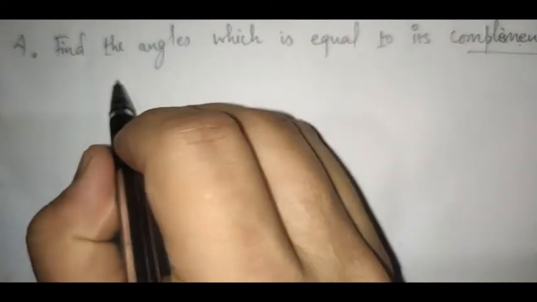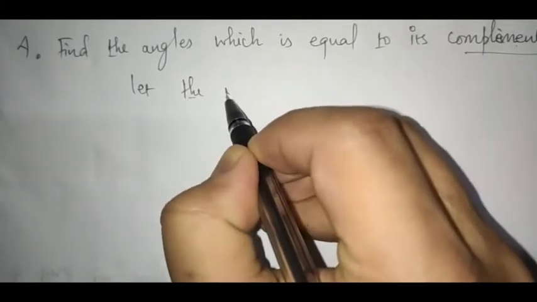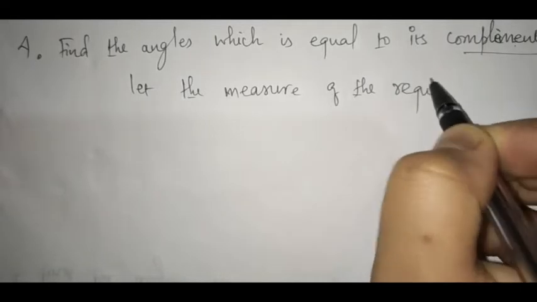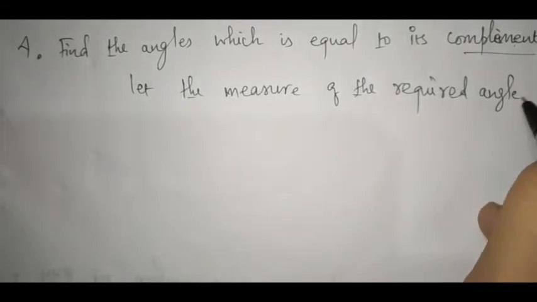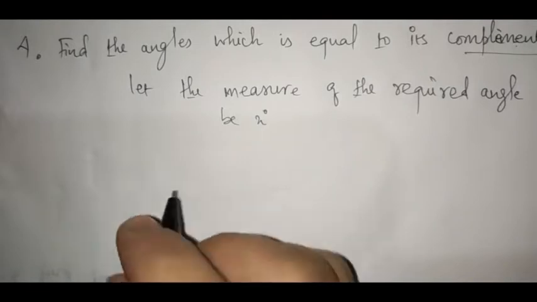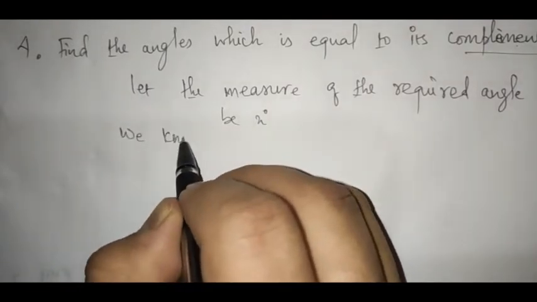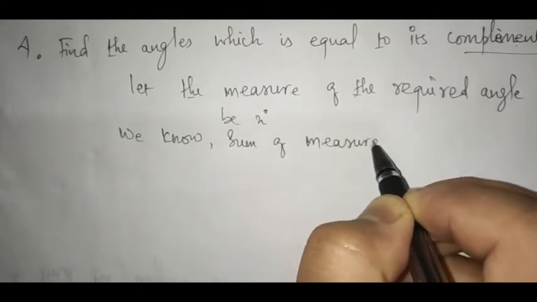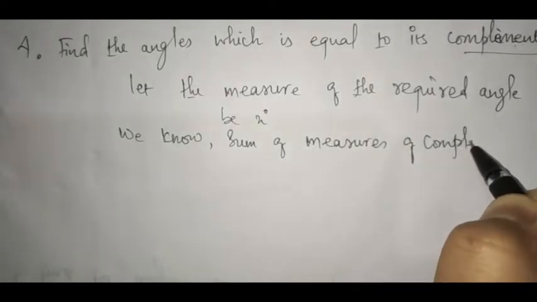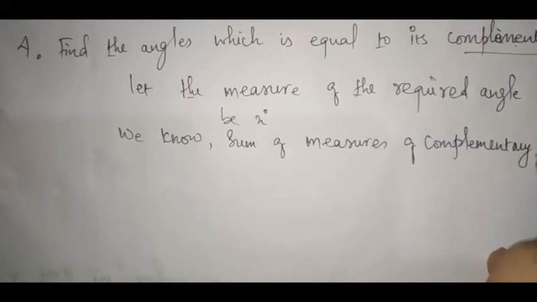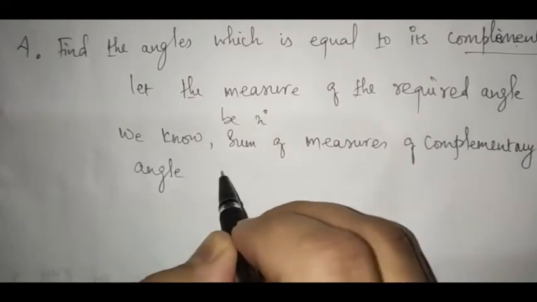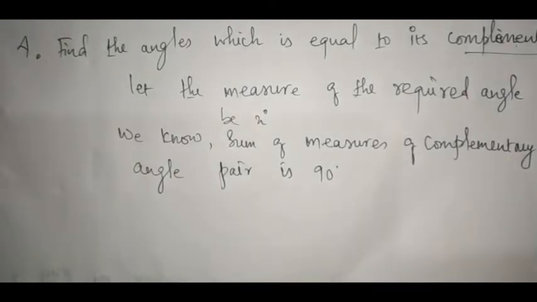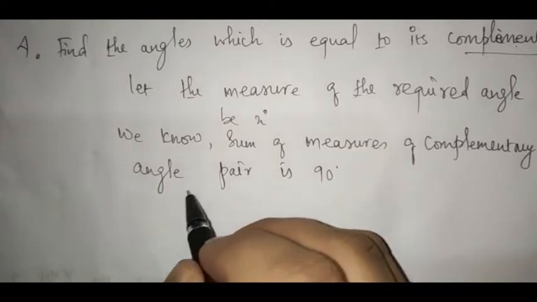So what we are going to write: let the measure of the required angle be x degree. Okay, so we know the sum of measures of complementary angle pair is, when the angles are in a pair, they form 90 degrees, isn't it? So that makes your complementary angle.